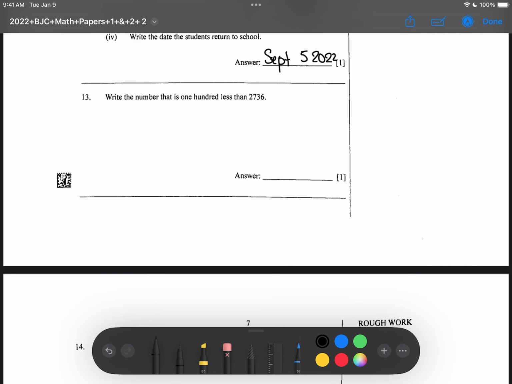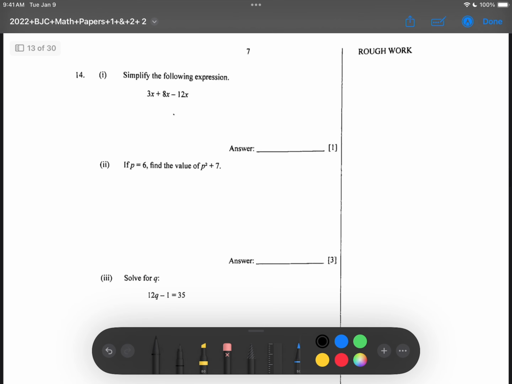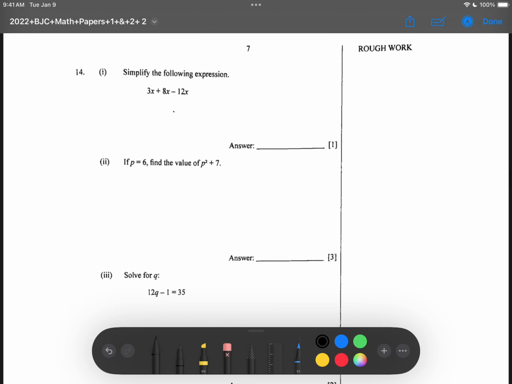Write the number that is 100 less than 2,736. 2,736 minus 100 is 2,636. Okay, simplify the following expression. Since all of these have x's, we can start with our pluses. 8 plus 3 gives us 11, minus 12. This gives us negative x.